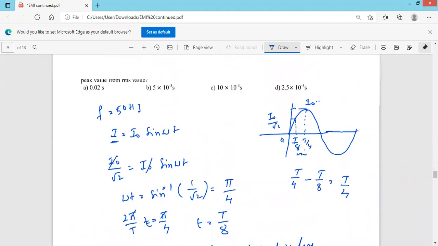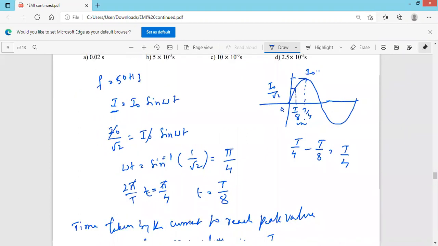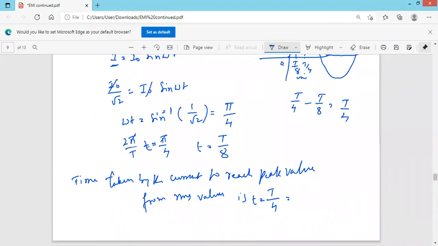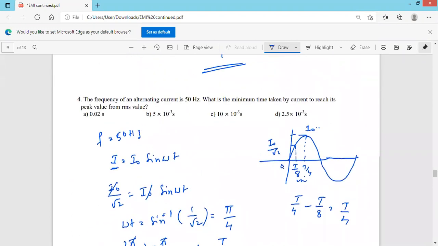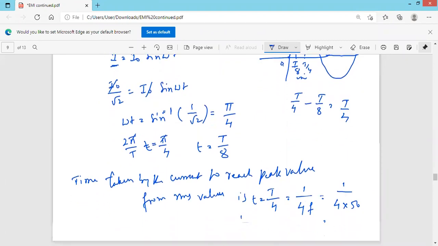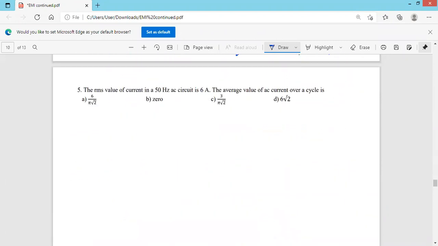And here, T is how much? They have given 50 hertz. Frequency is given. Frequency means T is 1 by f. So it's 1 by 8 into 50, that is 1 by 400, which is 2.5 into 10 power minus 3 seconds. So the answer is option B. Option B is the correct answer.